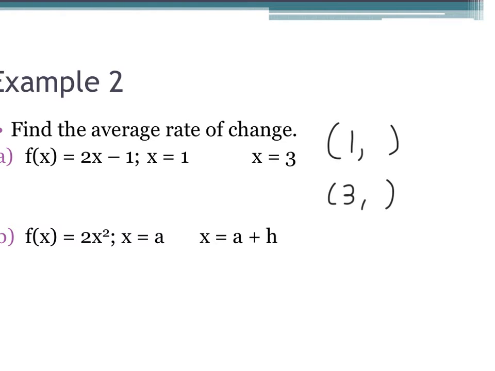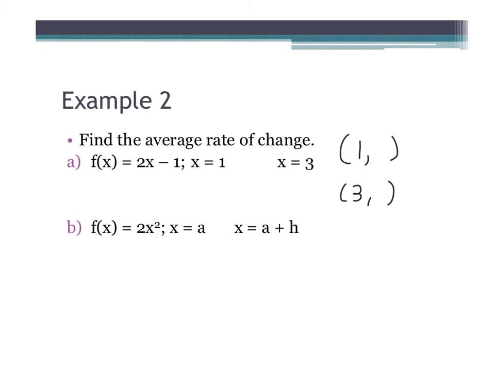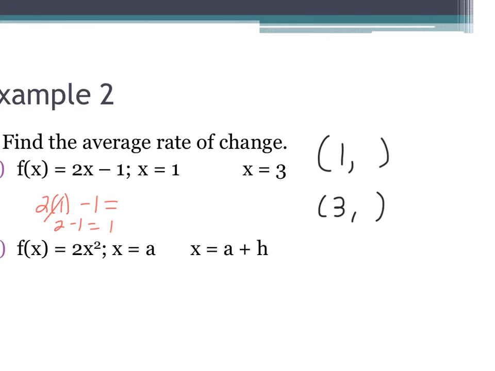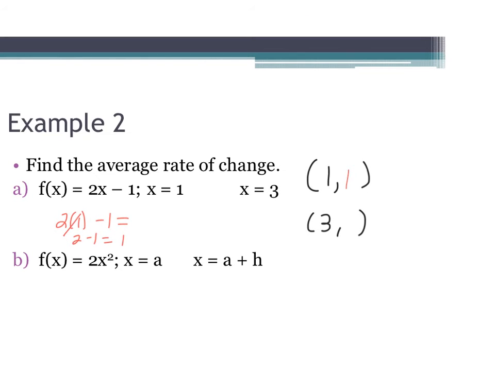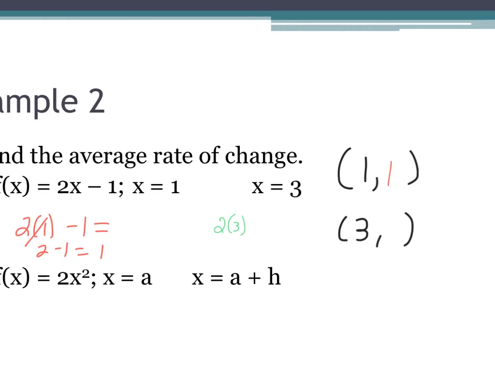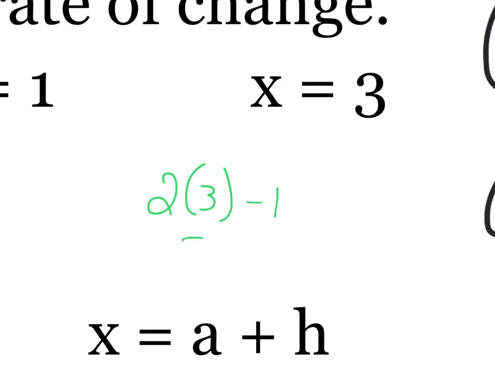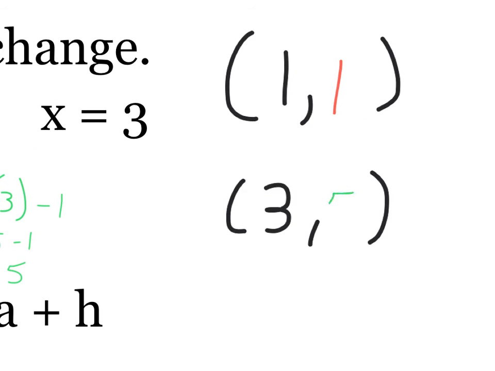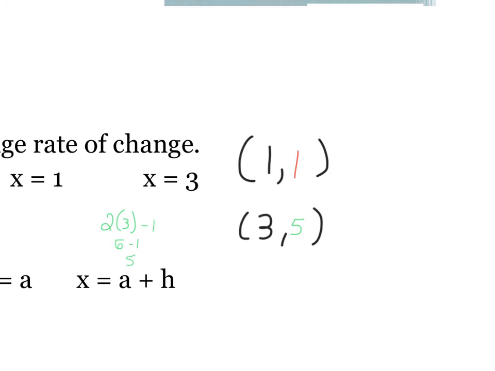So let's plug in 1. So I have 2 times 1 minus 1. What's 2 times 1? 2. And 2 minus 1 is 1. So when I plug in positive 1, I get out positive 1. Agree? Okay, so now let's do the second one. Let's plug in 3. So I have 2 times 3 minus 1. So 2 times 3 is 6, minus 1 is... So when I plug in 3, I get out what number? 5.